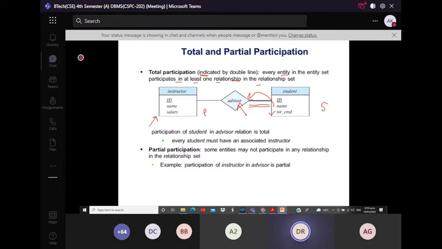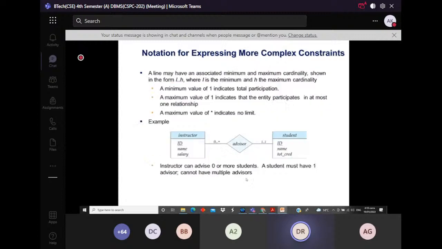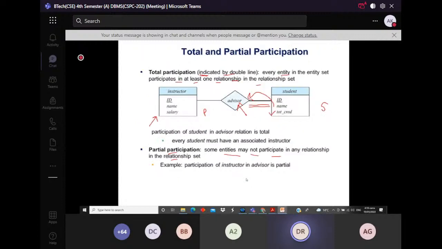So total participation is indicated by the double line and partial participation is indicated by a single line. Some entities may not participate in any relationship in the relationship set. Participation of instructor in advisor is partial. Yes, clear?